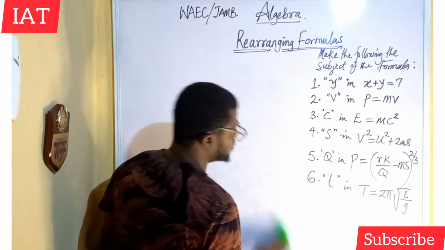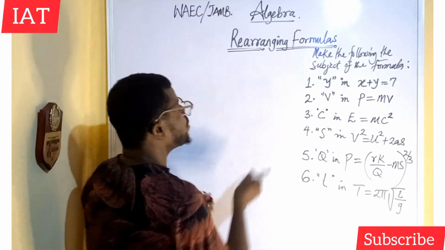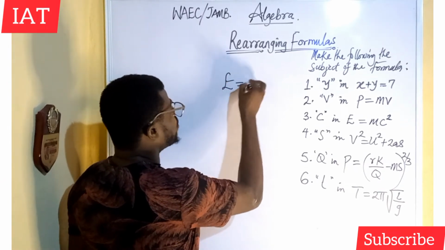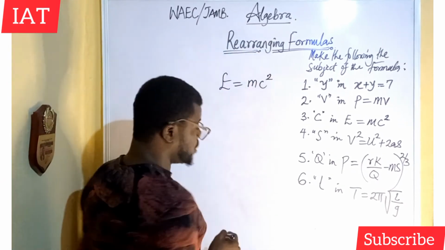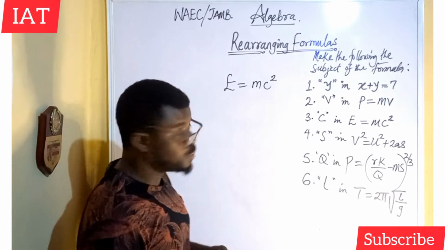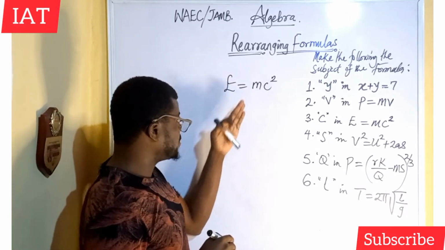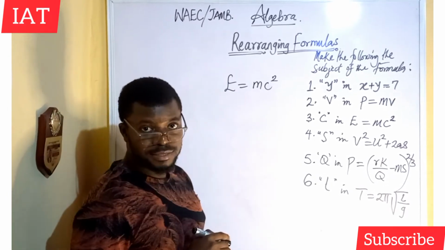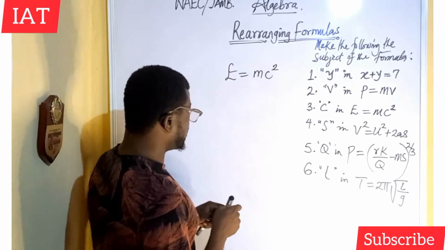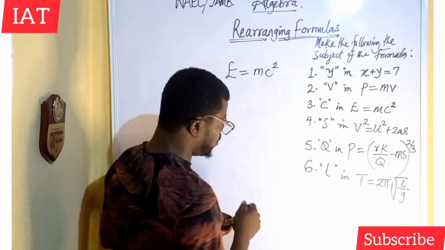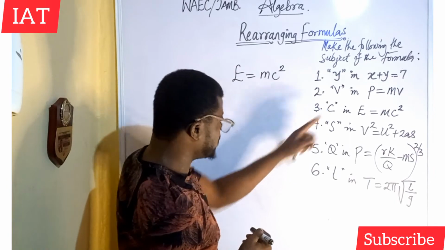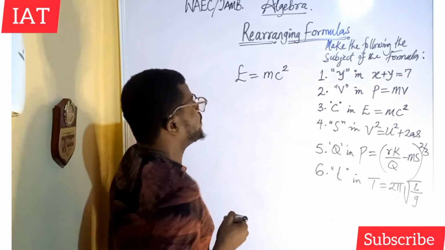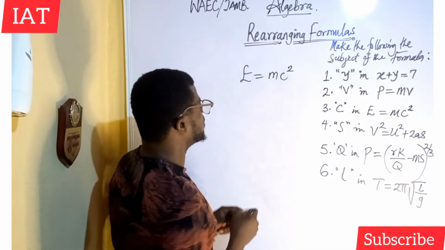Let's see the next problem, which is number 3. We have E equal to mc squared. This is one of the famous equations in physics, which is Einstein's energy mass equation. So in this case, we are requested to make c the subject of the formula. So how do we rearrange this expression?